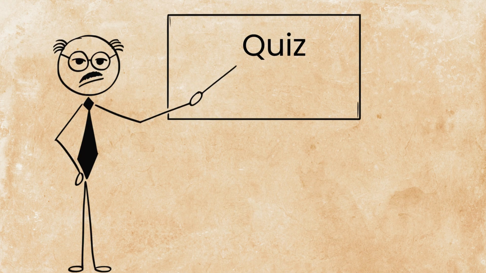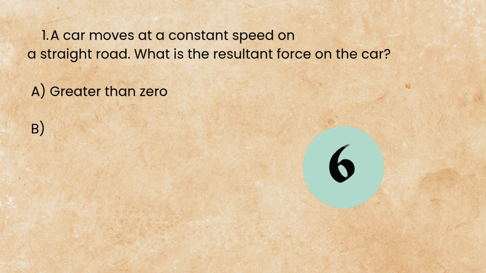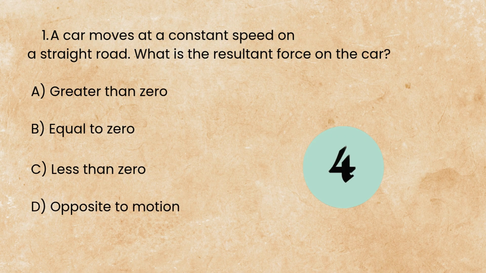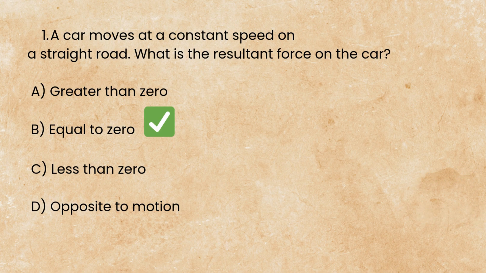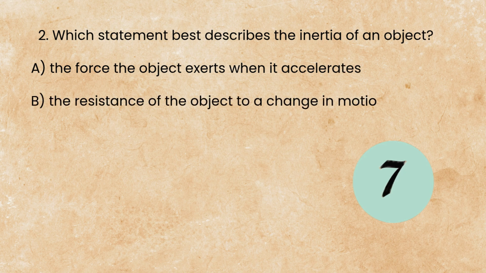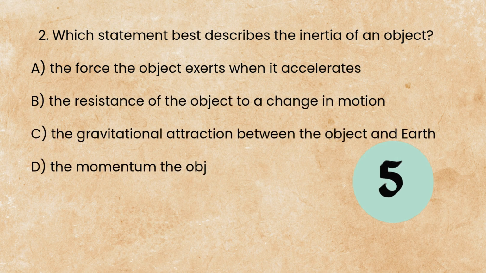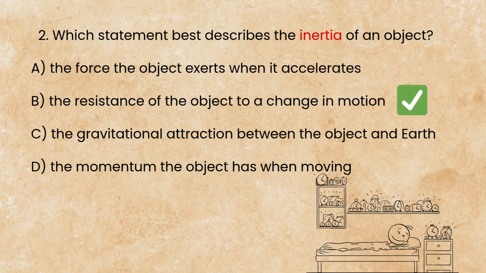Let's have a quick quiz, only 2 questions. A car moves at constant speed on a straight road. What is the resultant force? Of course, it is equal to zero. Which statement best describes the inertia of an object? Yes, the resistance of the object to a change in motion.